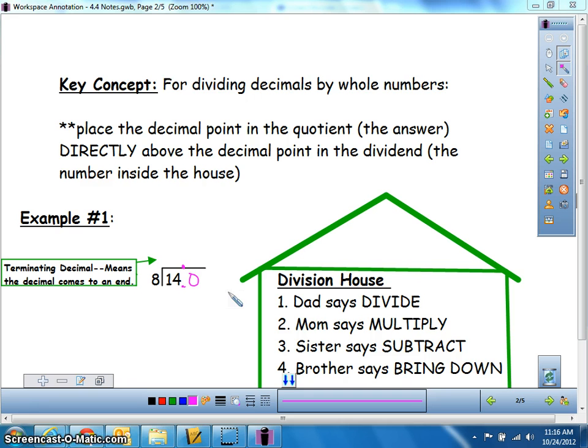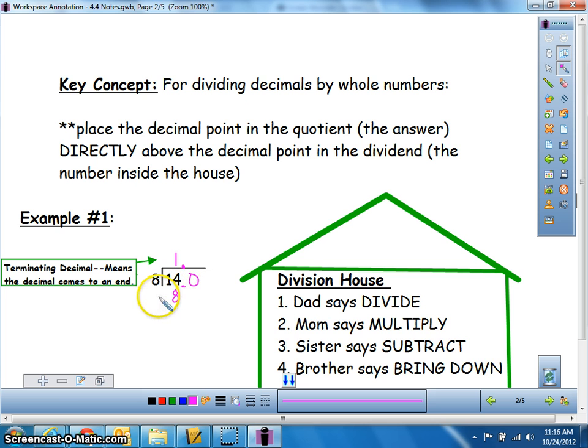So when we divide, we look through our division house here, and remember, Dad says divide, so we need to say how many times can 8 go into 14? How many times can we divide 8 into 14? It can only go in there one time before we have too many. Remember, we need to get it as many times as possible before we go over. So now Mom says multiply. I take 1 times 8, and I get 8.